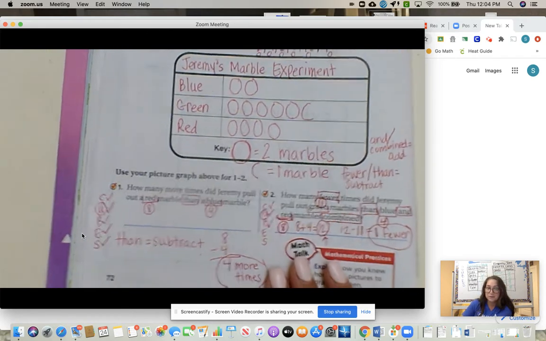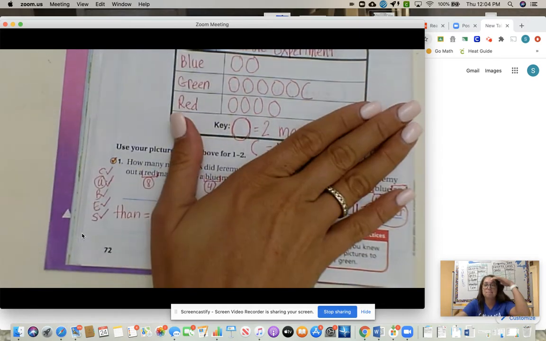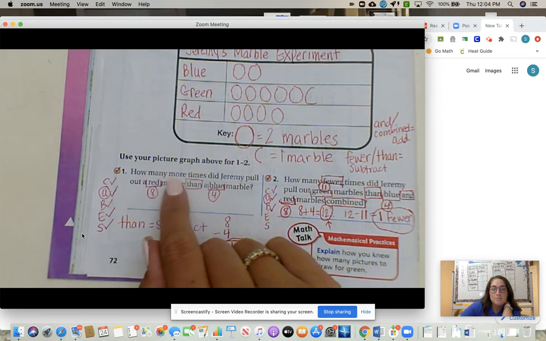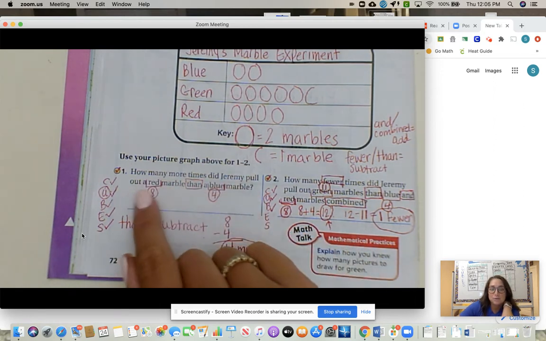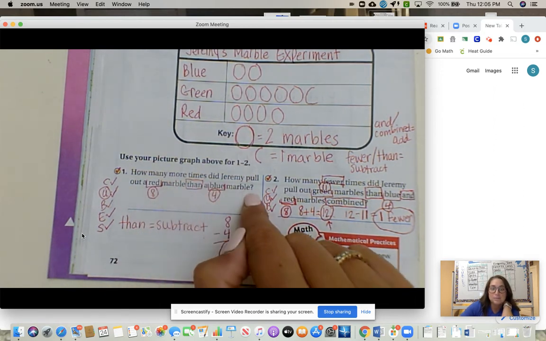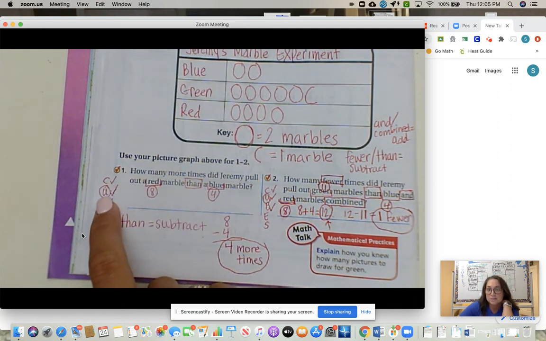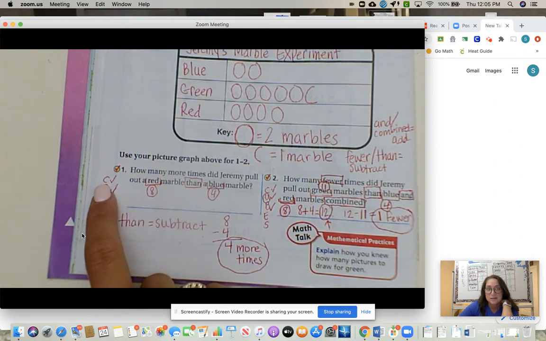We go down to our questions. If you want to try it, pause. Number 1. How many more times did Jeremy pull out a red marble than a blue marble? We have our cubes. We always underline the question first. All of it is the question, so we don't really need to underline. We do, though, need to circle our key numbers.